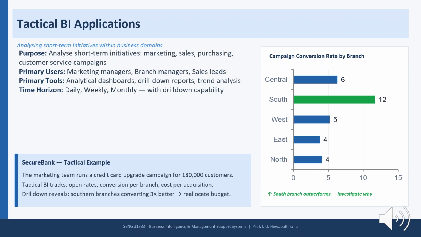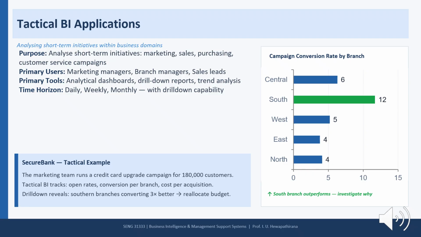The key word here is drill down. Tactical BI is not just about seeing a number. It is about being able to click into that number and understand exactly where it comes from. If a campaign is performing poorly overall, Tactical BI lets you isolate whether the problem is a specific region, a specific product, a specific time period, or a specific customer segment.